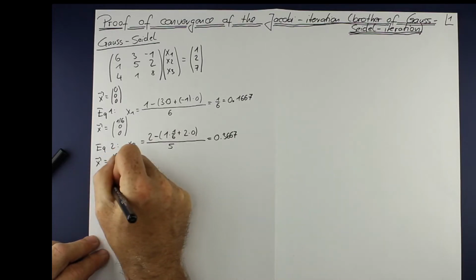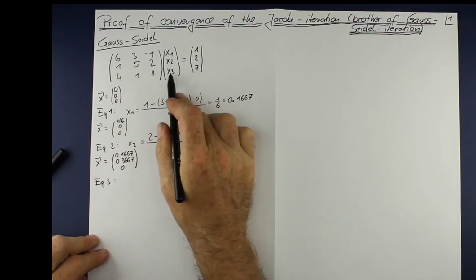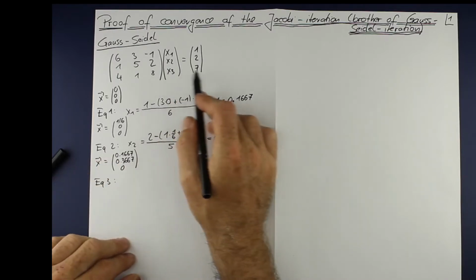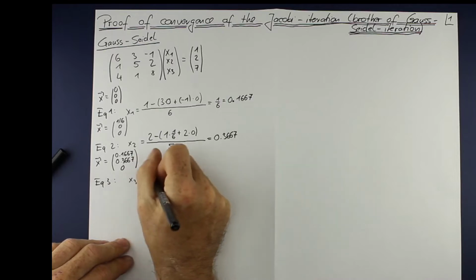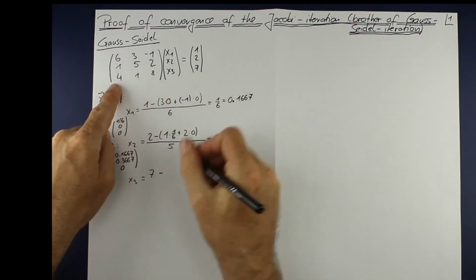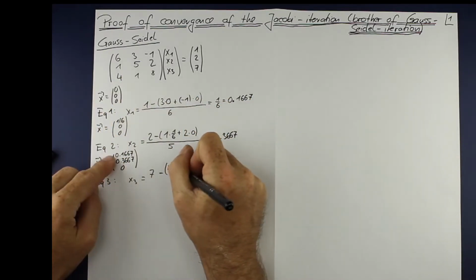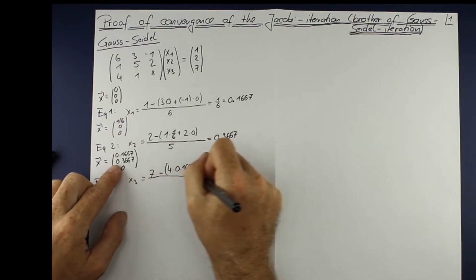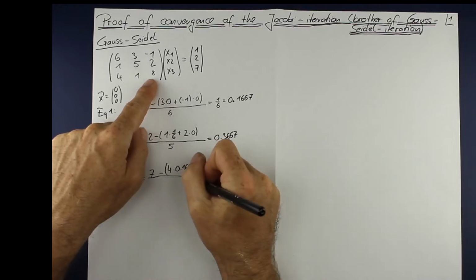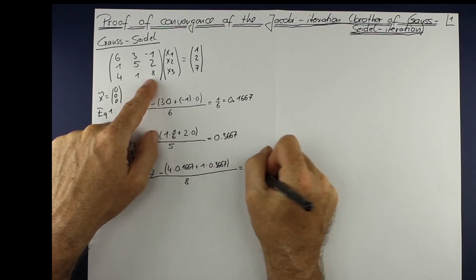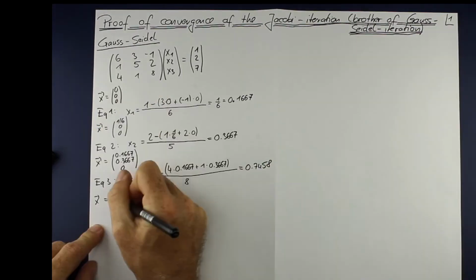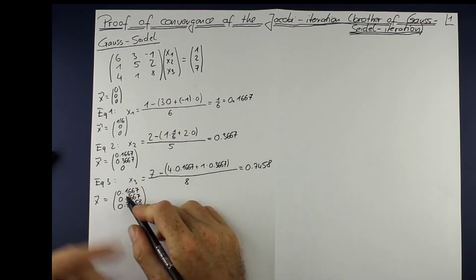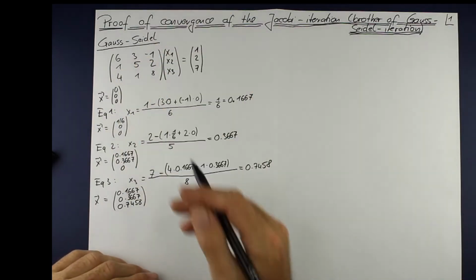Then we go to equation 3. Here we update x3 under the assumption that x1 and x2 are already correct. So we have a 7 minus everything to the other side. So 4 times x1 and 1 times x2, and divided by 8. And using your electronic calculator, you will get this number. So we can update the third coordinate. In this case they are all between 0 and 1, but that's up to that example.